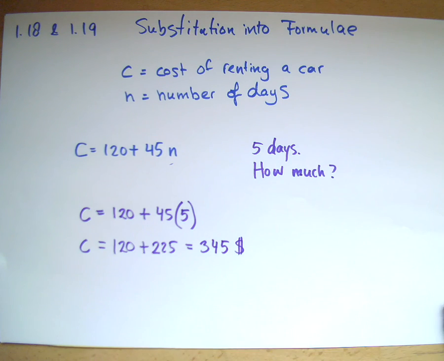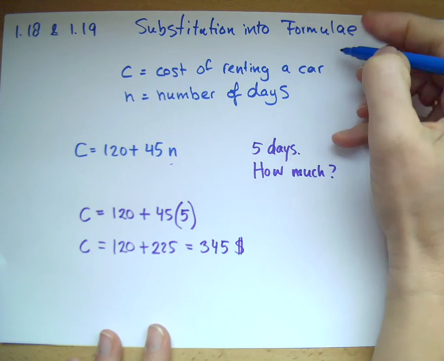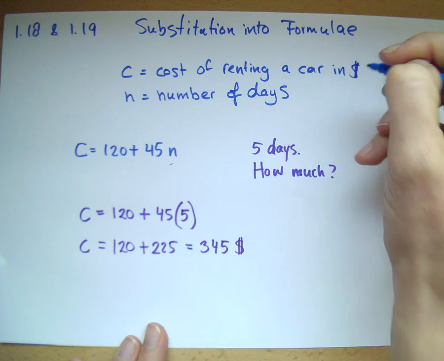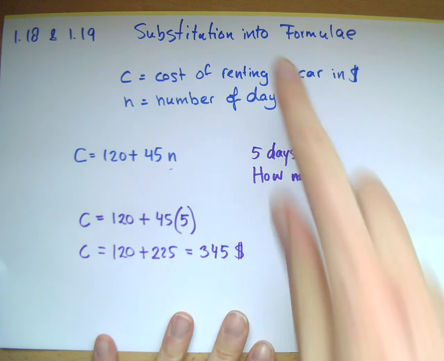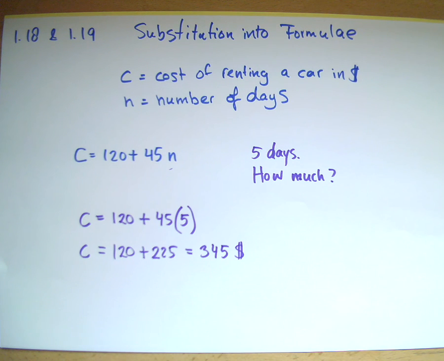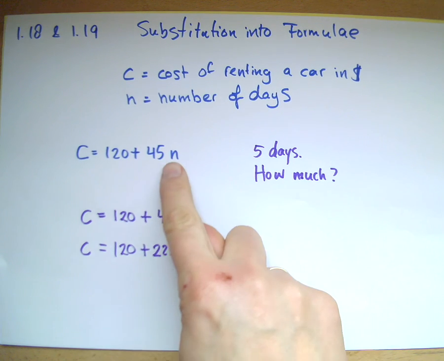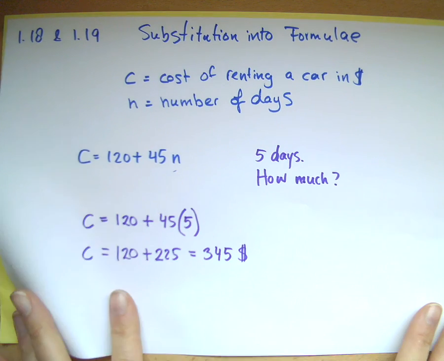And this should say C is the cost of renting a car in dollars. Yes? So substitution into formula, that's just plugging in the correct number into the variable. All right.